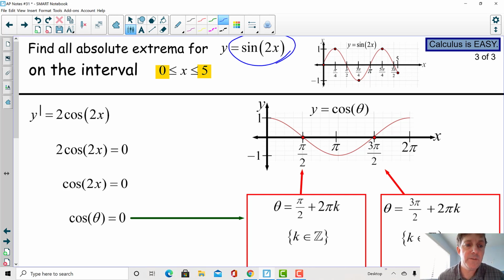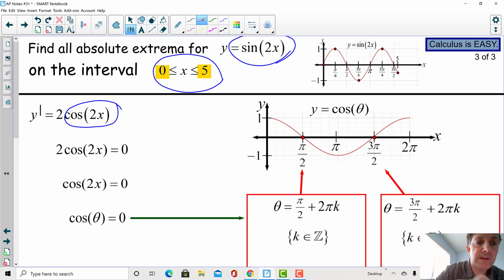Of course, this is a trig function. It's going to have an infinite number of solutions. So we just want to find the ones that land in our interval, which is from x equals 0 to x equals 5. The derivative of sine is going to be a cosine, but it's not just an x, it's a 2x. So we have to do the chain rule. We have to do the derivative of 2x, and that's where we're getting this extra 2 from on the outside.